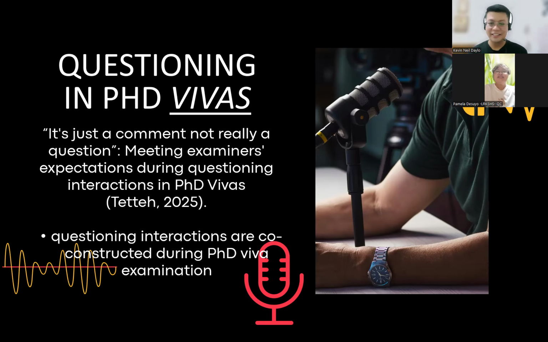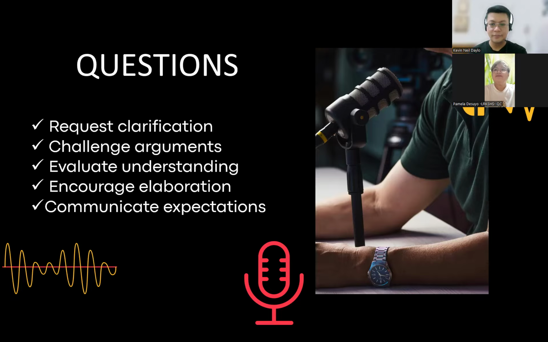So this study examines how questioning interactions are constructed during PhD vivas, focusing on both spoken communication and embodied actions such as gesture, gaze, and the use of physical objects. The findings reveal that examiners' questions can sometimes communicate expectations that are unclear or difficult for candidates to interpret, leading to misunderstanding during the viva. This study also highlights the important role of embodied resources and possible disciplinary differences in questioning practices, offering valuable insights for PhD candidates, examiners, and researchers of academic interaction.